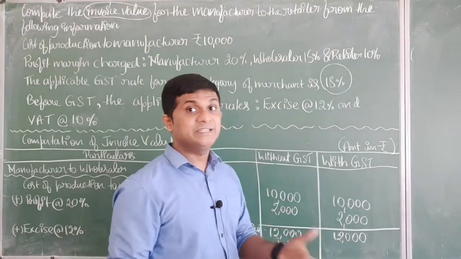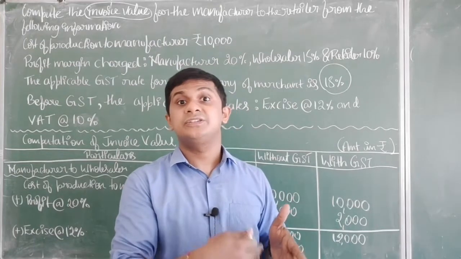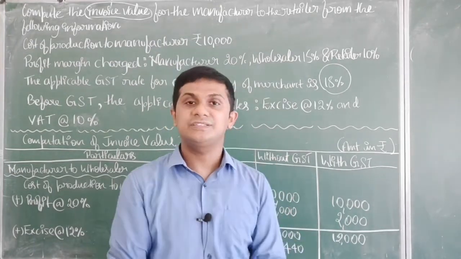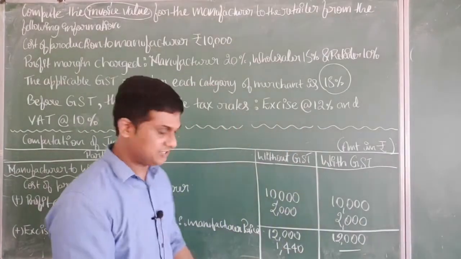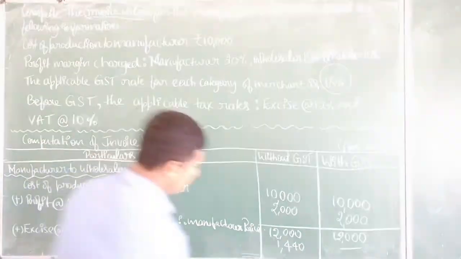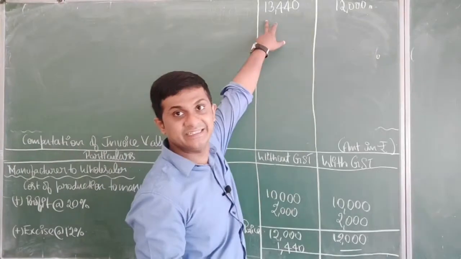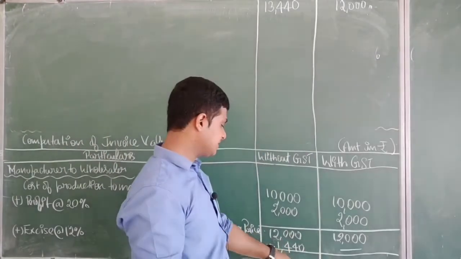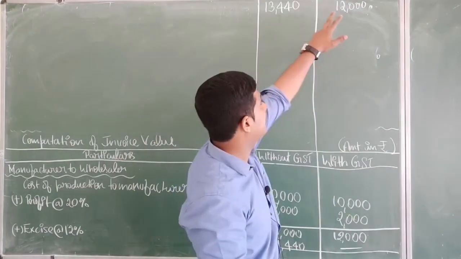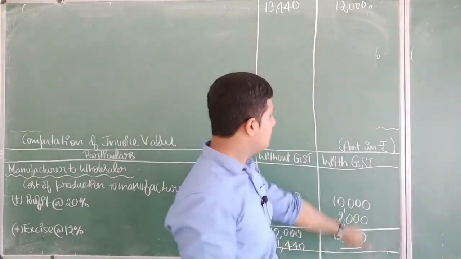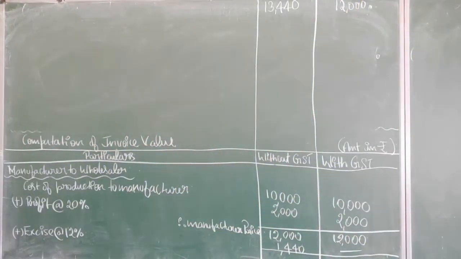With GST, that means after the introduction of GST, as discussed in our previous video, we said excise duty is subsumed by the GST. That means after the introduction of GST, there is no excise duty. Therefore, this is nil or dash. So this is what we need to add. Now we have to add this value. I do not have space here, so I'll write it at the top. So 12,000 plus 1,440, that will be equal to 13,440. And on the other side, that will be the same 12,000. We have not added excise duty because there is no excise duty during the GST period.